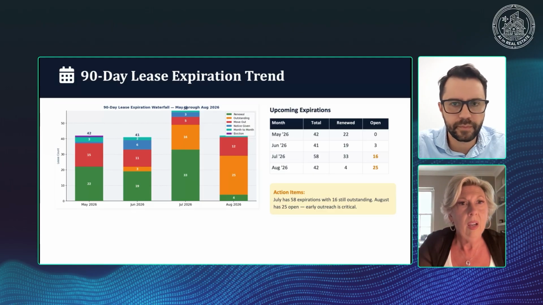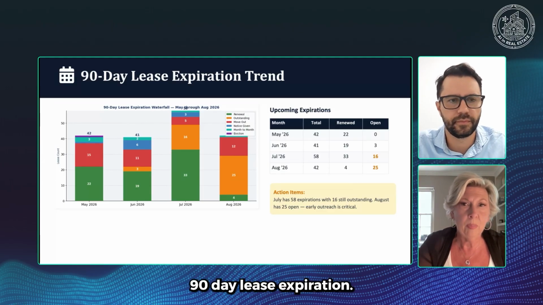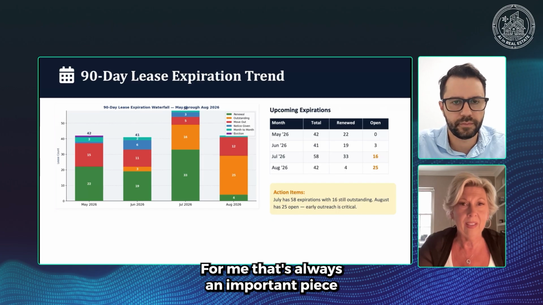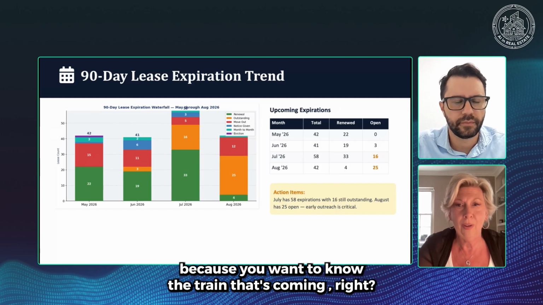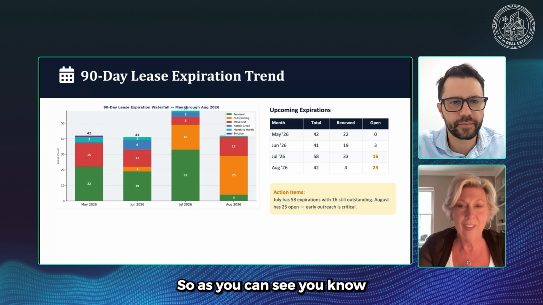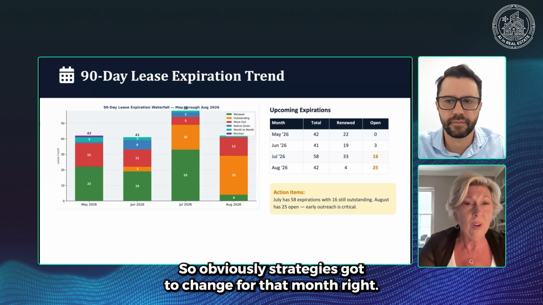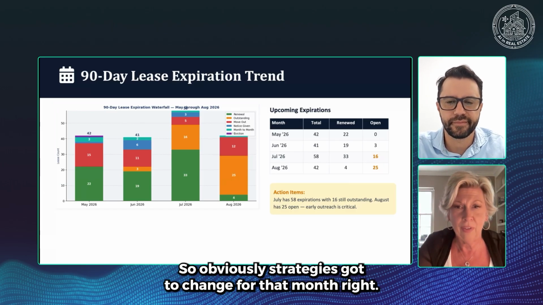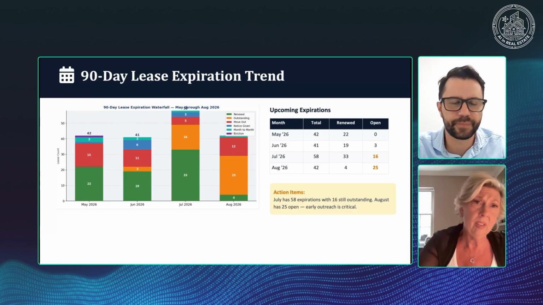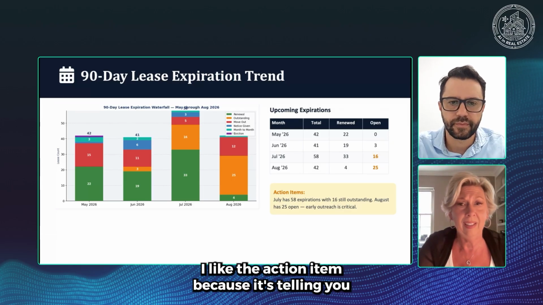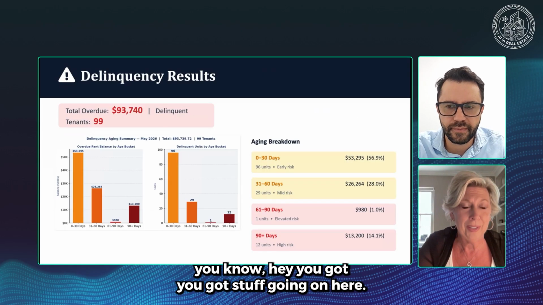Um, 90-day lease expiration. For me, that's always an important piece because you want to know the train that's coming, right? So, as you can see, this asset's got 58 renewals, 58 expirations in July. So obviously strategy's got to change for that month, right? I like the action item because it's telling you, hey, you've got stuff going on here.